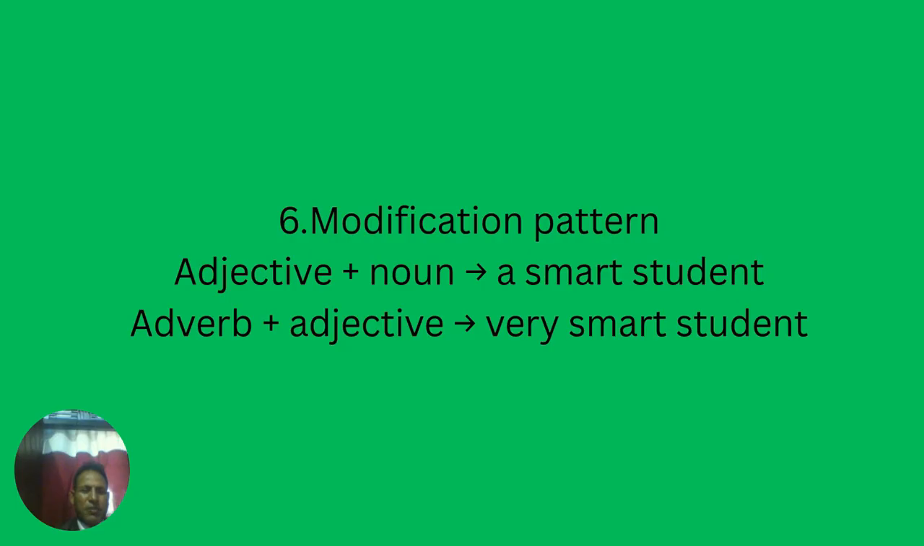In the same way, we can also talk about modification patterns, how adverbs and adjectives are modified, and how significant their modification process is. So there can be adjective plus noun. For example, a smart student. Smart is an adjective and student is a noun. An adverb plus adjective pattern is also there. Very smart student: very is an adverb followed by smart, an adjective, and student, a noun.